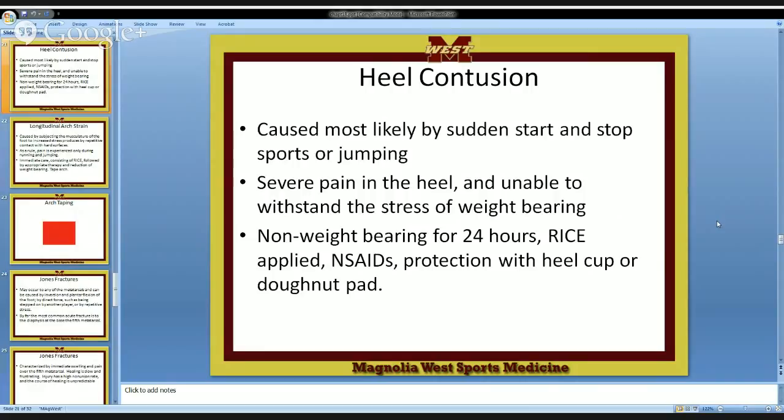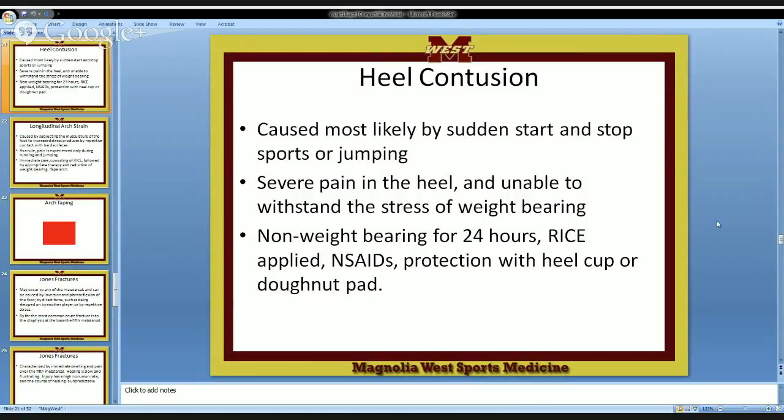Usually they grow out of it. Heel contusion. Anybody ever go running around in bare feet? You ever hit something hard with your heel and bruise your heel? A rock. Yes, a rock.